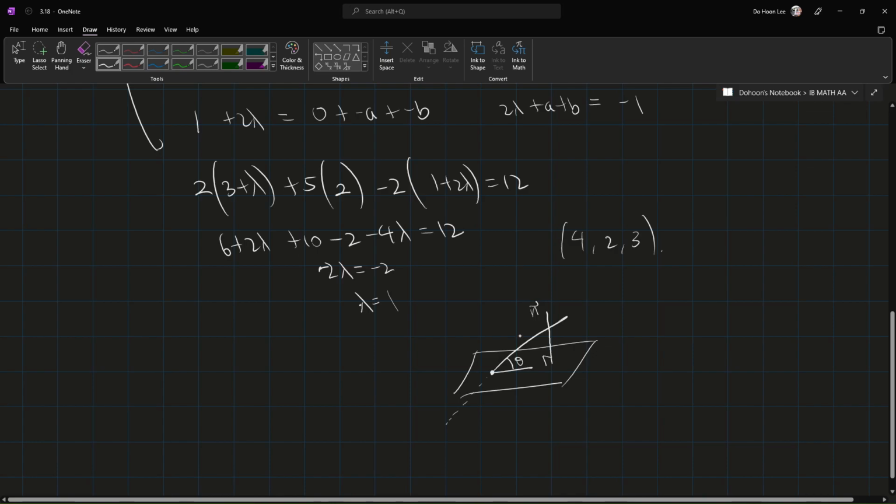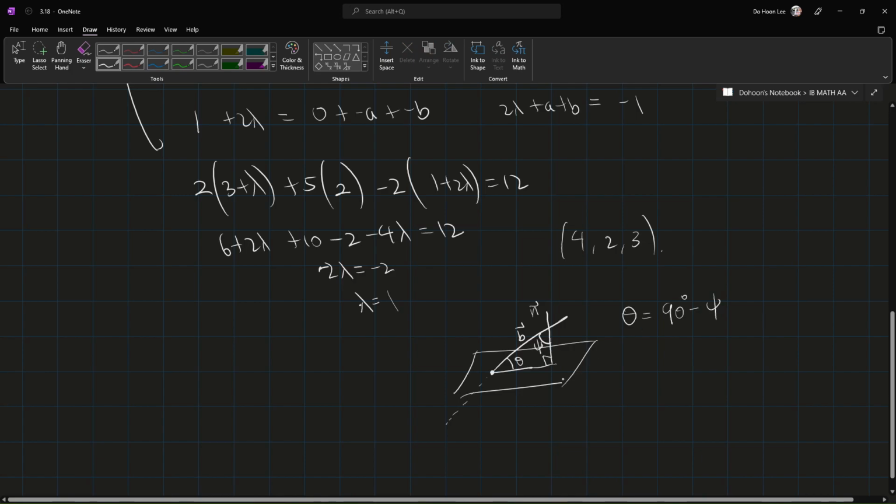Normal vector, and let's say the direction vector is here, let's say B. And if you find the angle between the normal vector and the direction vector, let's say that's psi, then to find the angle between the line and the plane, theta, we'd simply say theta is equal to 90 degrees minus psi.